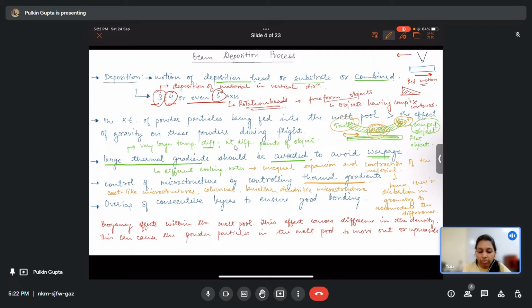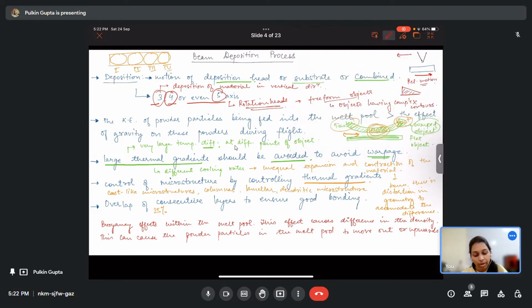Now, overlap of consecutive layers to ensure good bonding. Okay, so the amount of overlap is typically 25%. What happens is the consecutive layers, different layers, should have some kind of overlap. Okay, so I'm giving you a front view kind of a thing. So if this is your front view and this is your one track, this is your track 2, this is your track 3 and 4. 1, 2, 3 and 4.